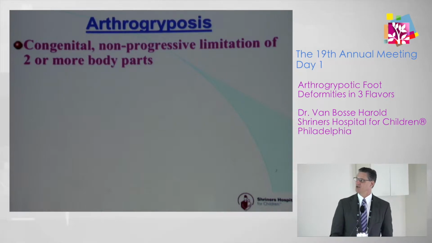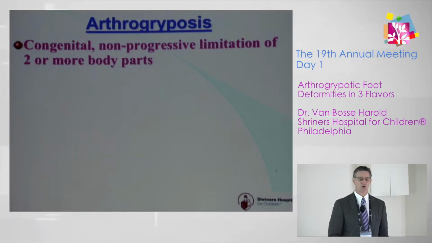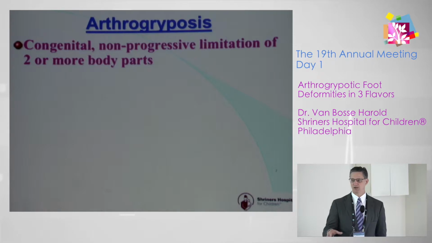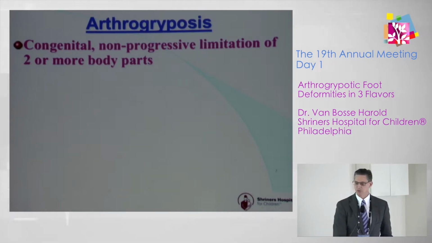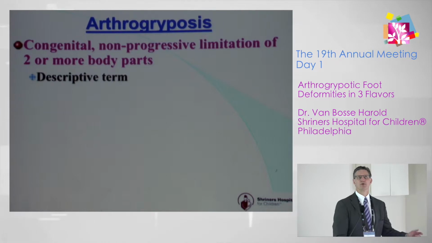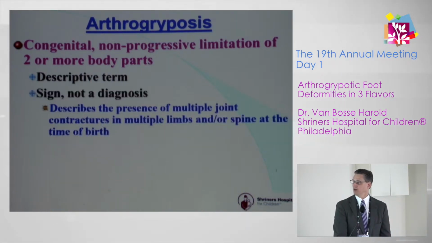It's defined as a congenital non-progressive limitation of 2 or more body parts. So if you've got a child with bilateral club feet, that's not arthrogryposis. But if they have 1 club foot and 1 dislocated hip, by definition, that is arthrogryposis. It's a descriptive term. It is not a diagnosis of itself.